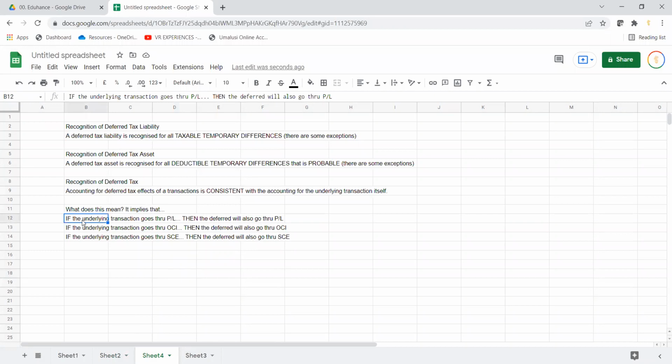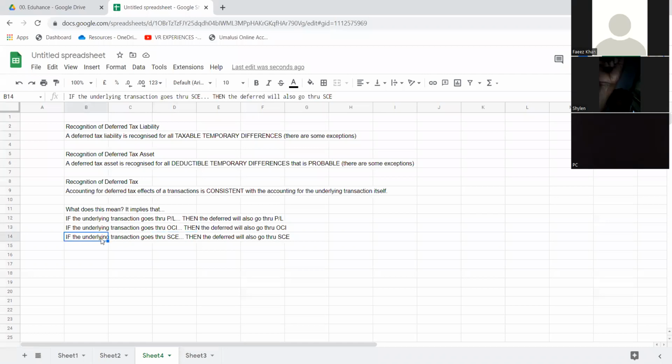So for example, if a fair value gain goes through profit or loss, the deferred tax must also go through profit or loss. If a revaluation gain goes through OCI, then the deferred tax must also go through OCI. If the underlying transaction goes directly through the statement of changes in equity, typically through retained earnings, then the deferred tax must also go directly through the statement of changes in equity.